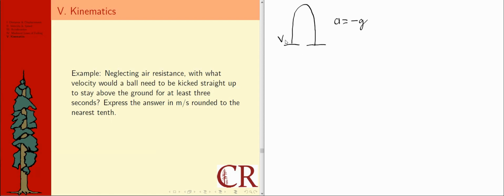There's going to have to be some initial velocity here. There's going to be some overall time that this process takes. Since it was kicked from the ground, it might make sense that its initial position was equal to 0. So let me write this as x naught is equal to 0. And it returns to the ground, so I'm going to say that its final position is also 0. That would kind of make sense.